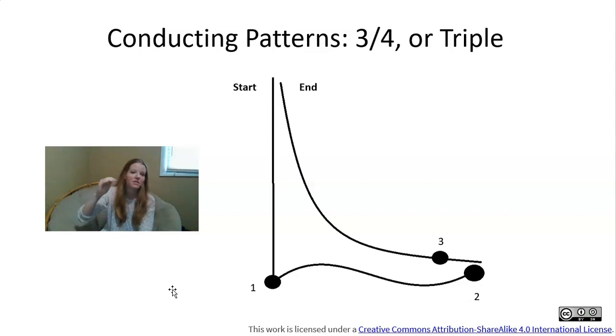So waltzes make the most sense in 3. 1, 2, 3, 1. Remember, the first beat is the strongest and the other 2 are weaker. So that is triple. And then quadruple looks like this.